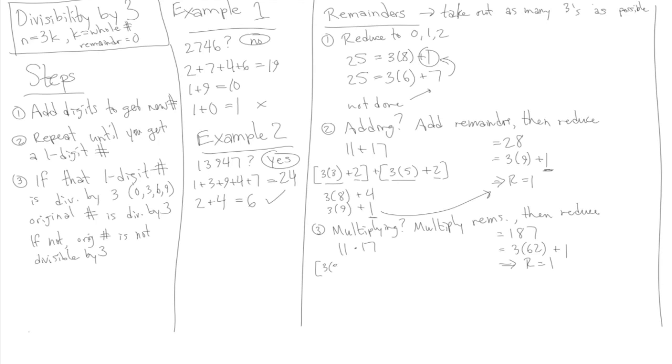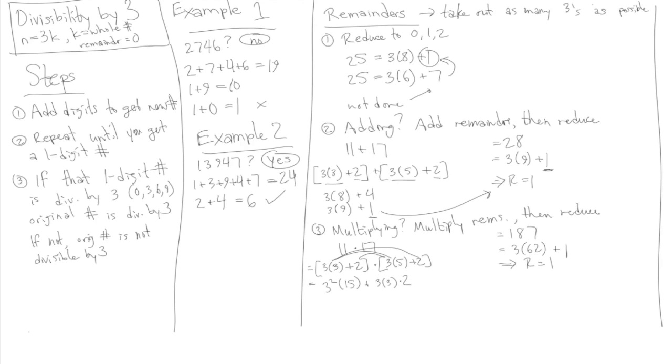3 times 3, 11 is 3 times 3 plus 2, times 3 times 5 plus 2. To multiply these, we need to FOIL or distribute twice. So we'll get 3 squared times 15. That's multiplying the first of each part. Multiplying outer, 3 times 3 times 2.